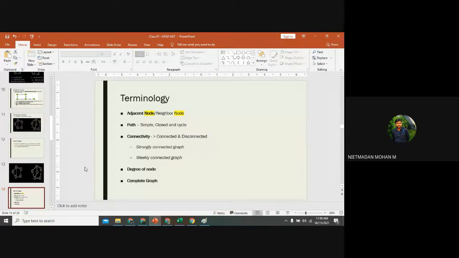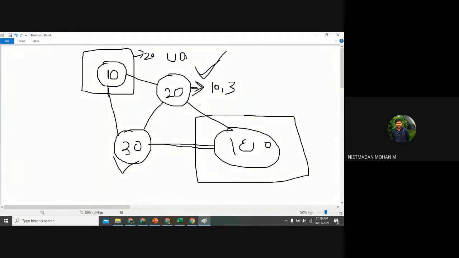Yes. So the adjacent node consists of your edges: whatever is connected by an edge to another node will be your adjacent node. I have mentioned this clearly. If there is no edge between 30 and 100, then 30 will not be an adjacent node of 100. Only 20 will be the adjacent node of 100. So that is the thing.